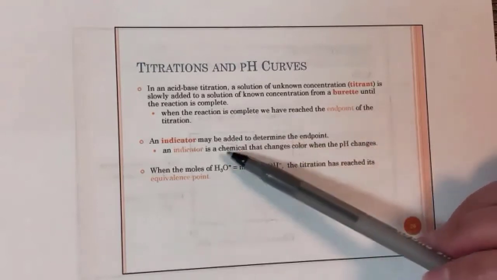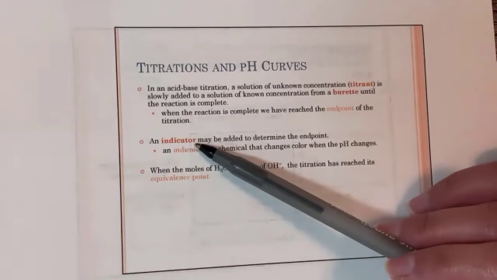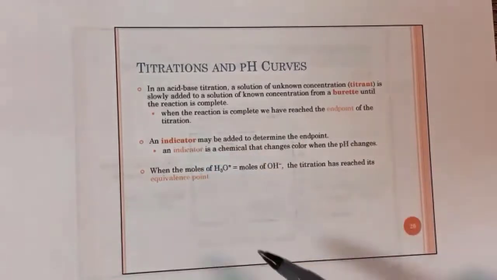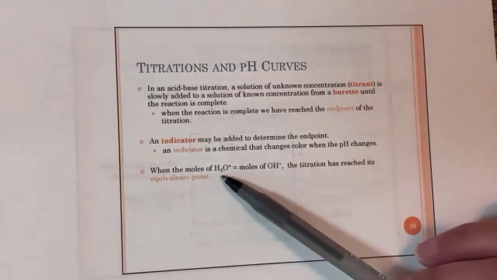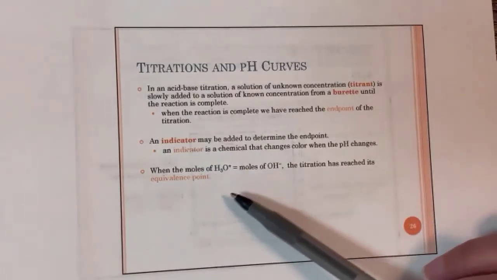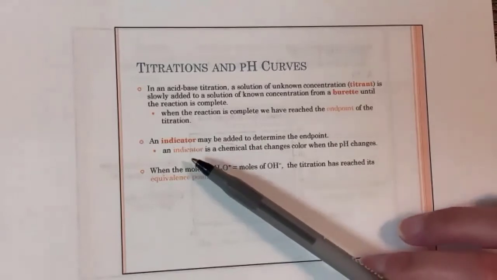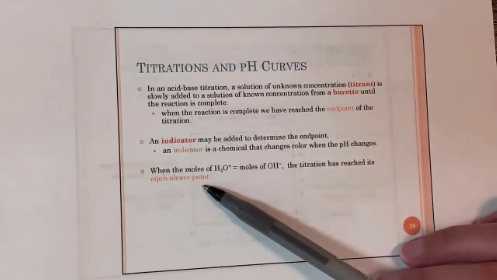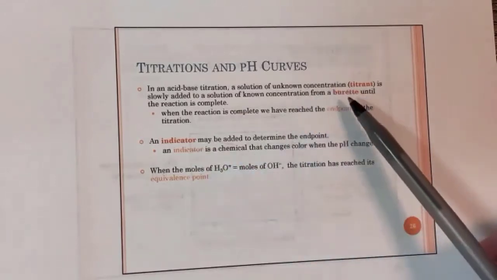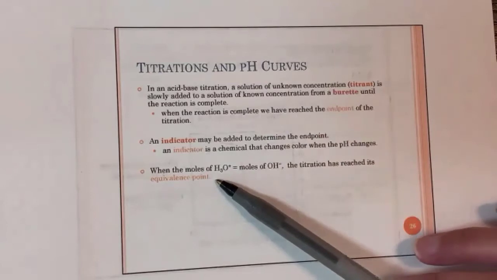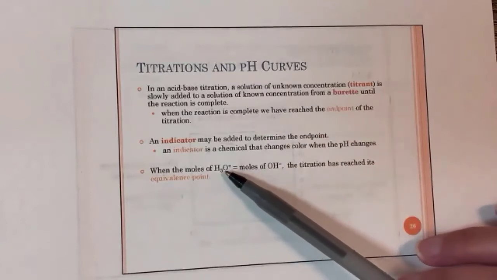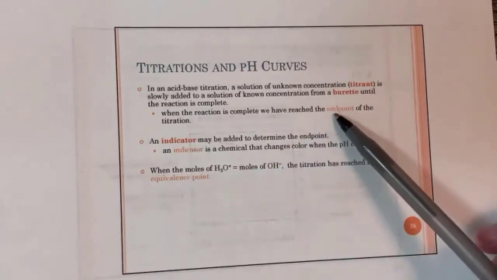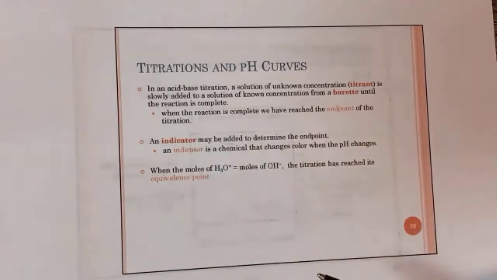You have to pick the indicator. Most of the time for lab, we already picked the indicator for you. The indicator will change color at the end point. Now at the equivalence point, moles of hydronium equals the moles of hydroxide. So the indicator helps you see the color change at the equivalence point. Okay, so endpoint and equivalence point are kind of the same, but equivalence point means hydronium moles equal hydroxide moles at that point. And the way we see it at the endpoint is using an indicator.